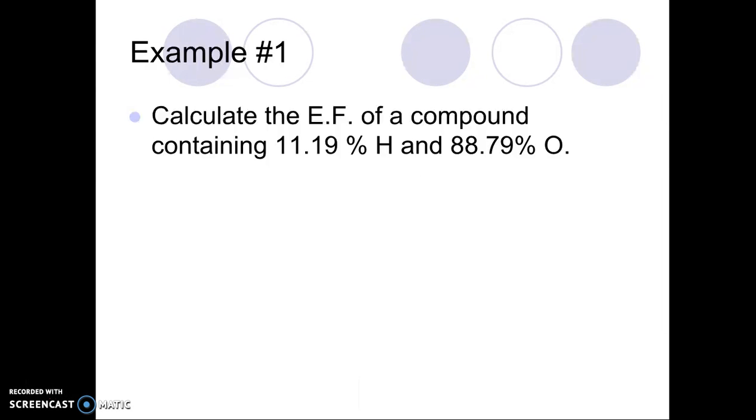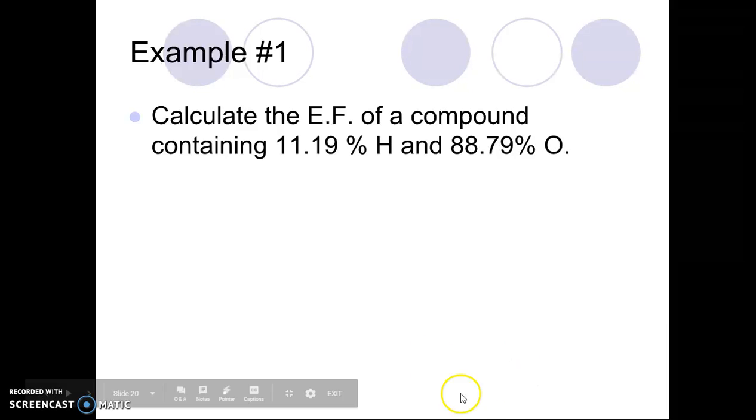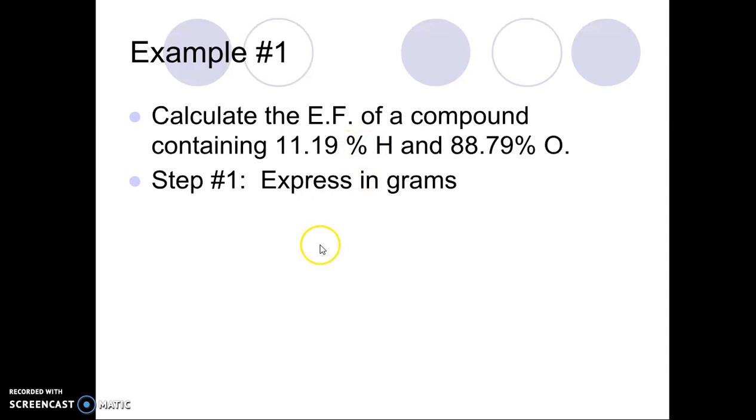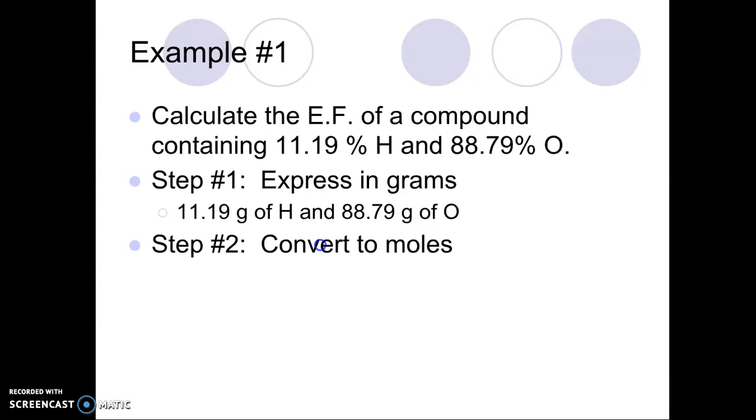We're going to calculate the empirical formula of a compound that I have calculated in the lab that contains 11.19% hydrogen and 88.79% oxygen. So my first step is I have to express everything in grams. Remember, we're going to assume a starting quantity of 100 grams, so that makes this nice. All I do is just change the percentages to grams. So I have 11.19 grams of hydrogen and 88.79 grams of oxygen.